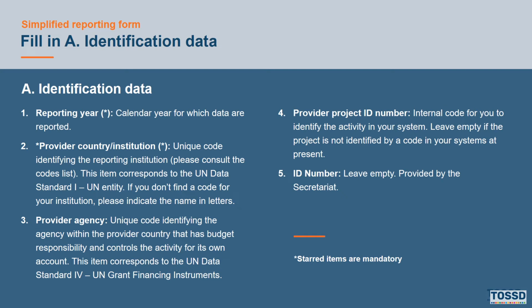In the provider project number field, please indicate your internal code based on which you identify the activity in your system. Leave empty if the project is not identified by a code in your systems at present. The field on ID number should be left empty, as the ID numbers are provided by the Secretariat.